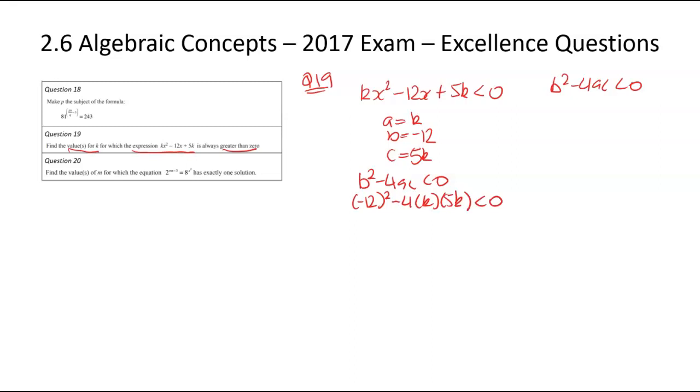When is that less than 0? And we simplify that, we're going to get 144 minus 20k squared. When is that less than 0? Just a reminder, we can't really solve quadratic inequalities, but we can visually sketch it with the x-intercepts to find out what values would meet that criteria of being less than 0.